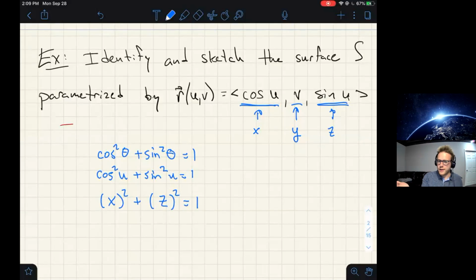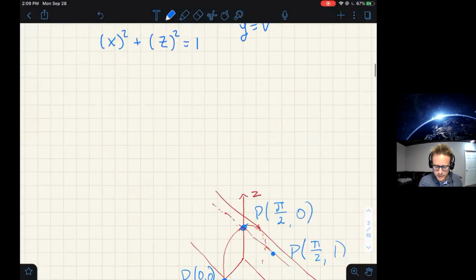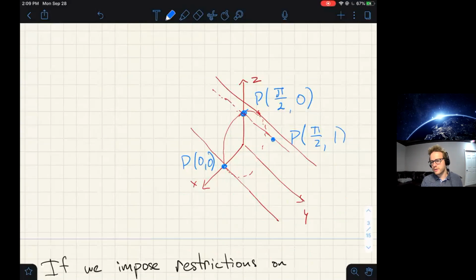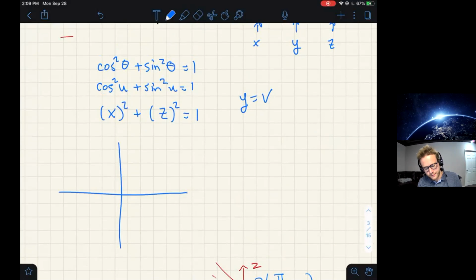And now this other thing, y is just equal to v. It doesn't really depend on this at all. So what we're going to have here is this circle. And in fact, down here, if you've already downloaded these notes from online, you probably see this. You have the circle in the xz plane. So I'll just draw it really quick in the xz plane. So here's x and here's z. It's a circle of radius 1.